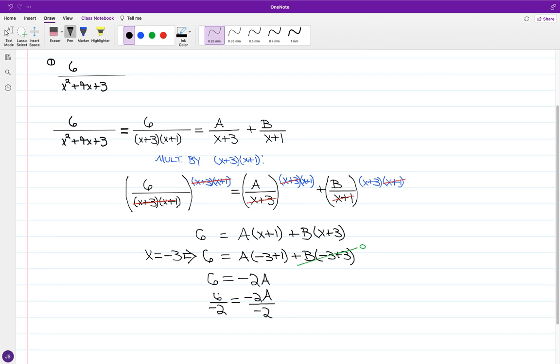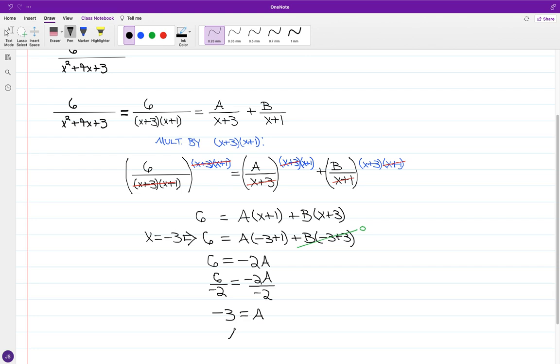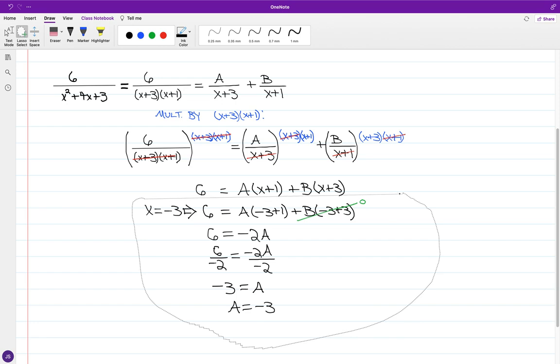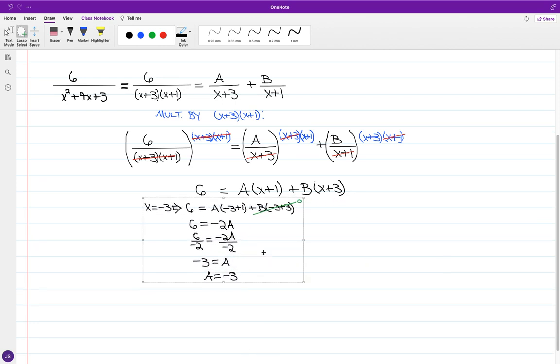So for what we're going to have in this case, 6 over -2 is -3. -2a over -2 is going to be a. And so we're going to have that the value of a is -3. Right, so I have a. Now turning the tables and eliminating the presence of a in order to solve for b.